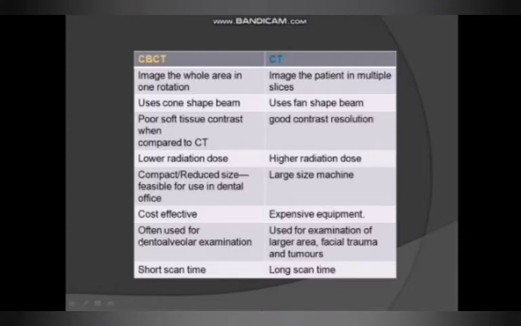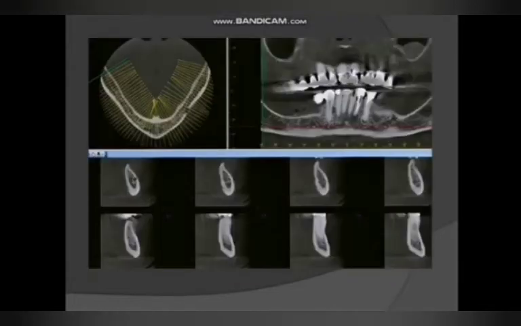Mostly, CBCT is used for dental alveolar examination, while CT is used for examination of a larger area, facial trauma, and tumors. And artifacts from metallic objects are seen in both CT and CBCT, but in CBCT, it's less severe.